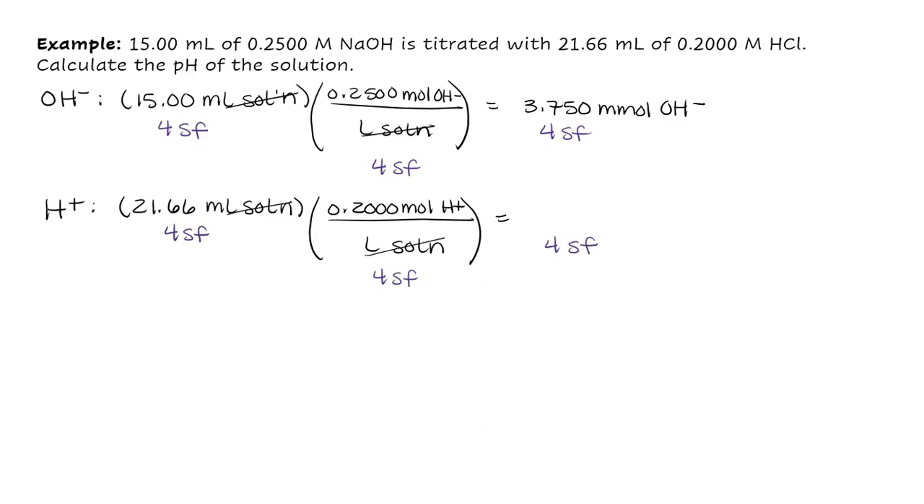Doing the math, we have 21.66 times 0.2000 rounded to 4 sig figs gives us 4.332 millimoles of H plus.